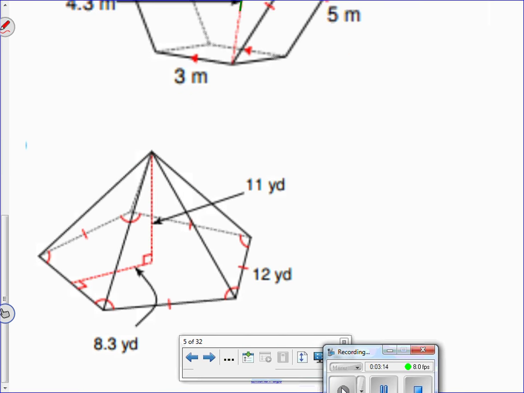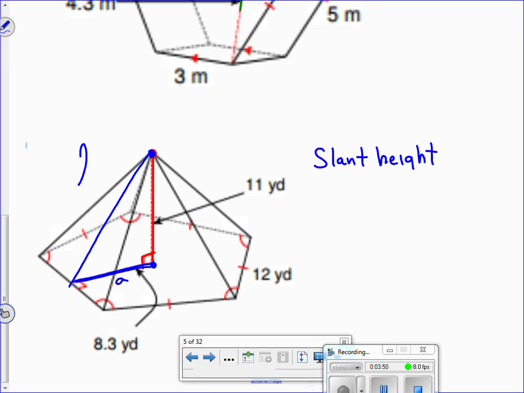Now the pyramid's height is from its peak straight down to the base. Hey, that's not such a surprise. In this case, the height of this pyramid is 11. Now a new height is introduced in this pyramid. This height is straight down from the top to the apothem, as we've talked about in class. That's the lowercase a, the apothem, the distance from the center of the pentagon to an edge. This height here is actually called the slant height. Sometimes they use an italic L to represent the slant height.